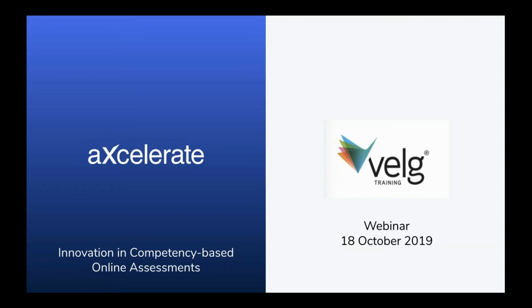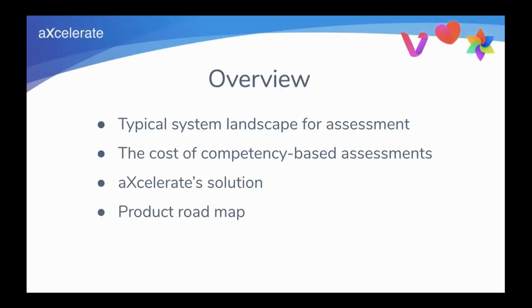So today what we'd like to do is cover a few different aspects of the whole assessment process. First of all, I want to look at what's the typical system landscape and the problems that are created by the complexity of all of the systems and processes and people associated with assessing students. We're also going to look very briefly at the cost and the impact on RTOs of the whole assessment complexity problem.